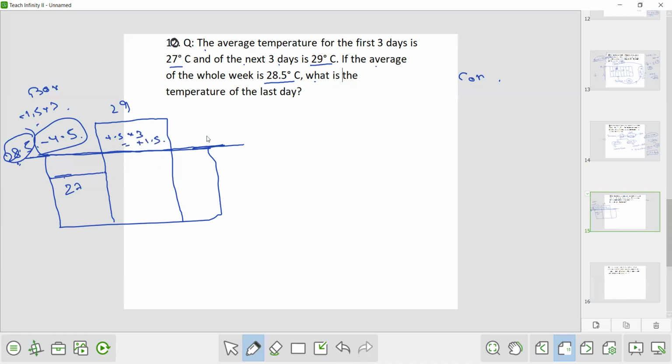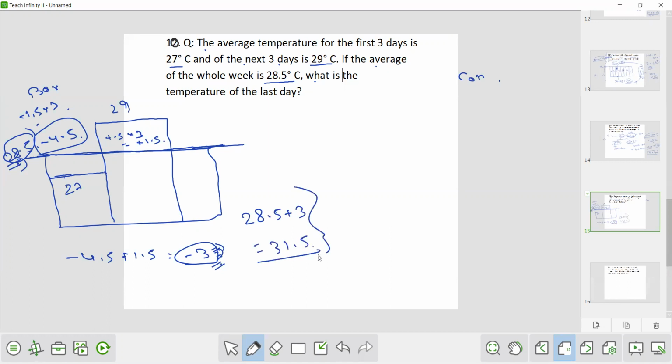Now whatever the deficit is, we have to fulfill that deficit, and if there is some surplus, we will remove the surplus. So here minus 4.5 and plus 1.5, that is minus 3. So minus 3 is the deficit. So for the last day, we have to score 3 more to make the average 28.5. So we will add 3 over here, and it will become 31.5. This is the box method.